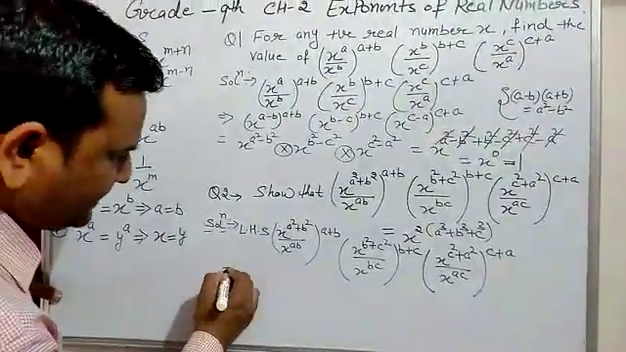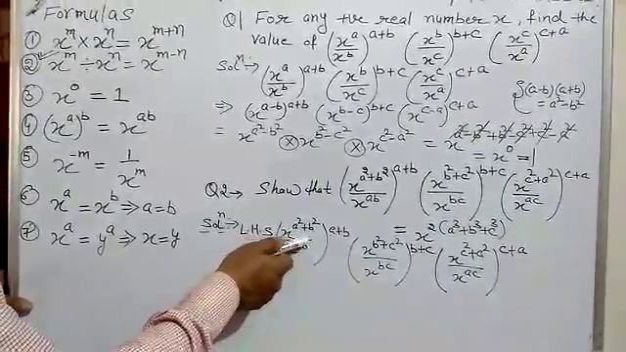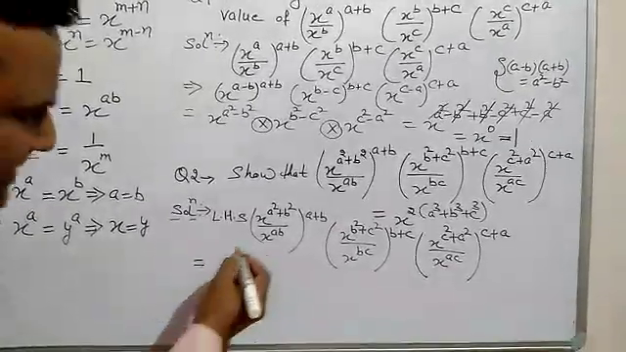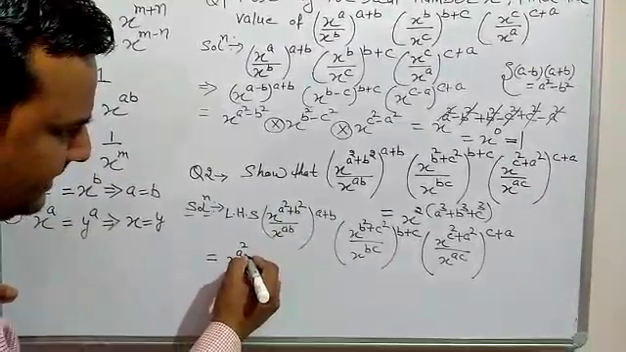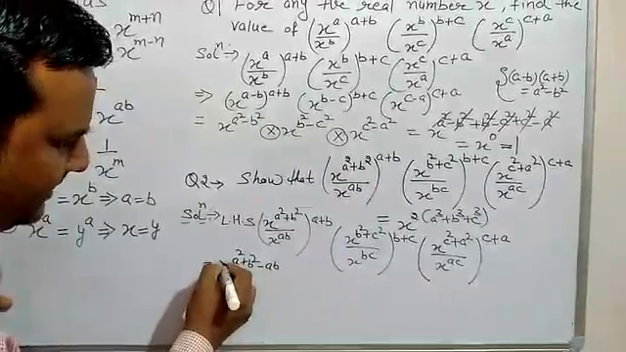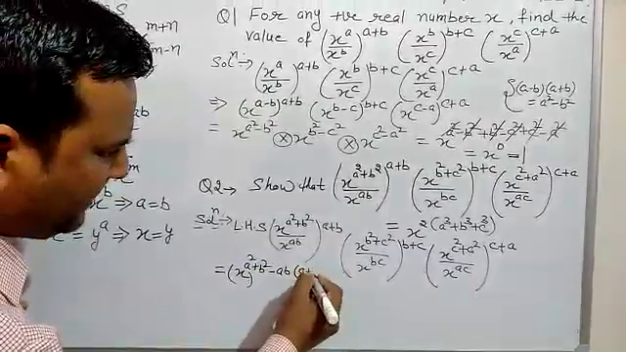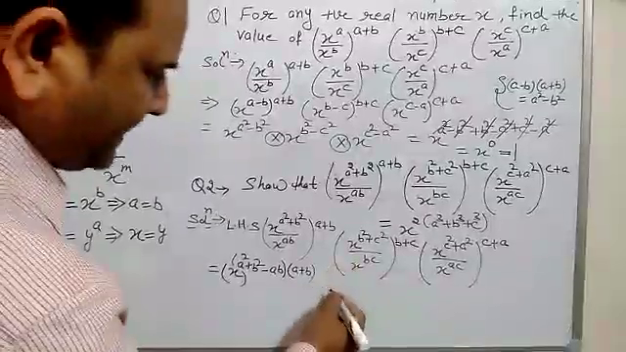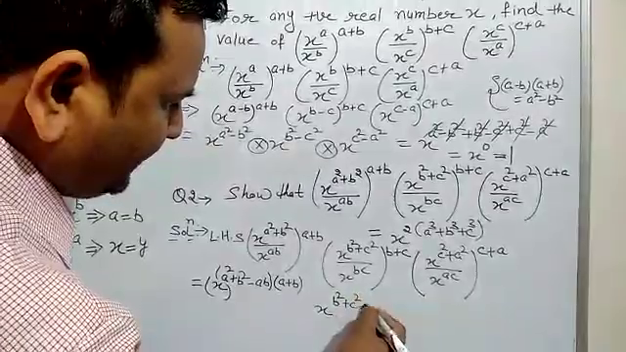So it is equal to, you can see now the bases are same with the sign of division. So we already know if the bases are same with the sign of division, the powers should be subtracted. So here we get x to the power a square plus b square minus ab, in bracket, to the power a plus b. If you want to keep this in bracket, that is your choice. The next one is also x to the whole power b square plus c square minus bc.